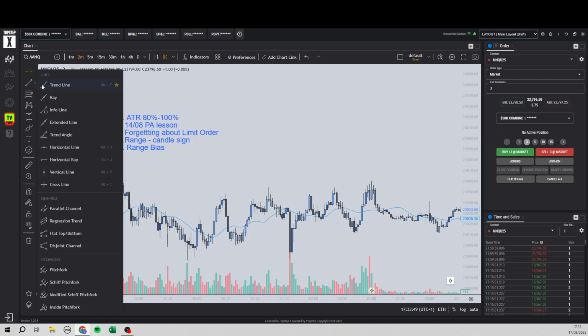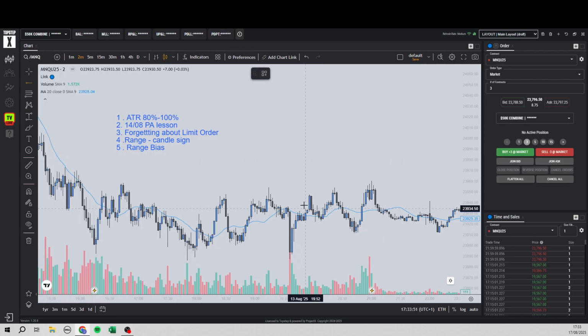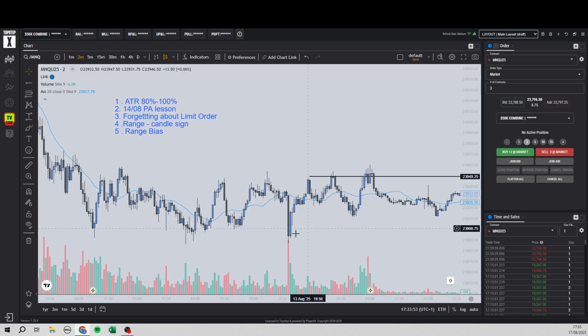I'd say I have a limit order set out here, and I would just keep watching the chart and I would essentially forget that I had this limit order here, and I get filled by accident or something else, right? So I need to remember that moving onwards.